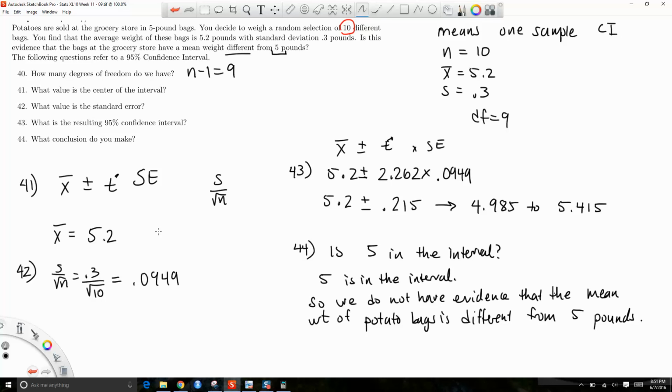I have a question about the interval in number 43 where it's 4.985 to 5.415, is that where the 5 is part of the interval? Yeah, so you look at 5, and 5 is in between 4.985 and 5.415, okay? So if the question said, do we have evidence that it's different from 4 pounds? 4 is not in between those two numbers. So we do have evidence that the mean weight is different from 4, okay? Is that good? Yes.